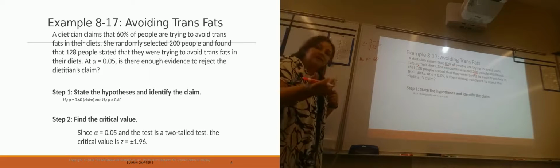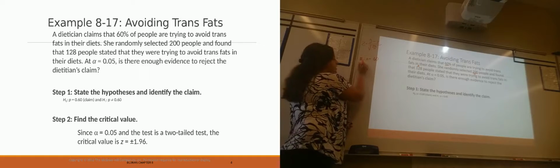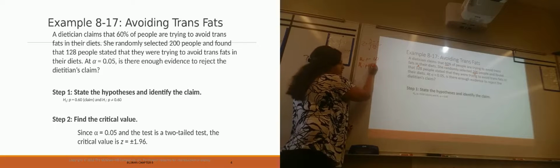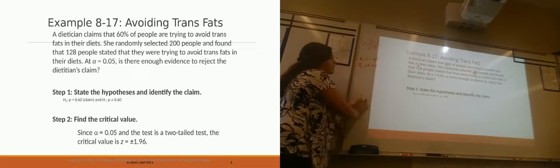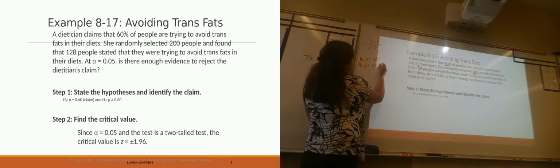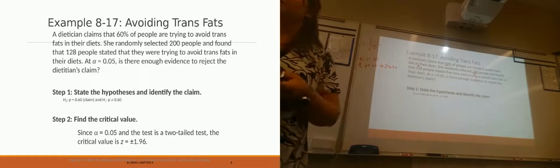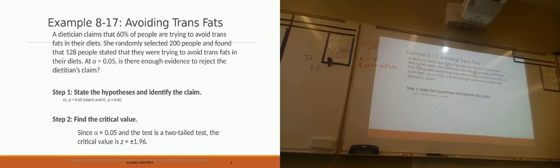Okay, she doesn't say anything, any keywords that suggest greater than or less than. So we just say our alternative hypothesis is that p is not equal to 0.60. Okay, p is not equal to 0.60. That means it's going to be a two-tailed test. Okay, so there's just different pieces of information you're kind of looking for as you go on.